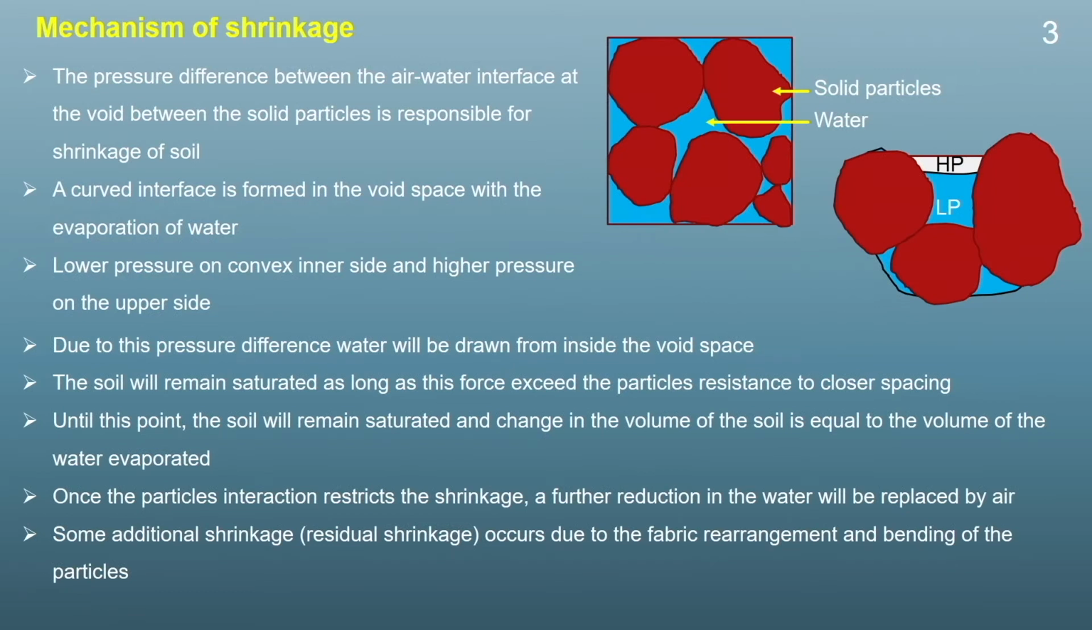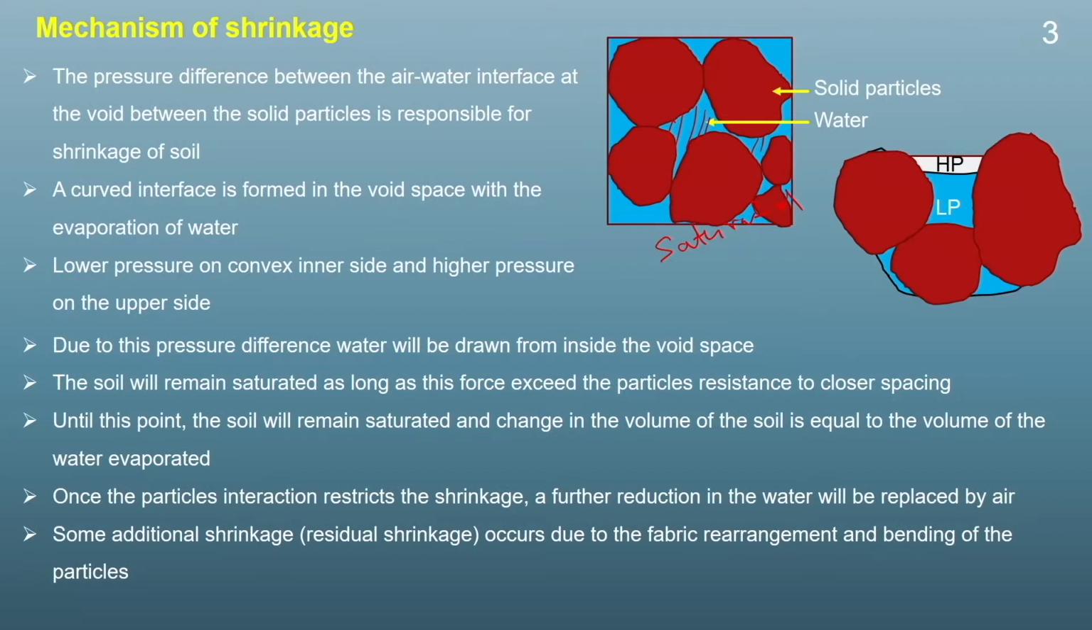In the last class, I explained about the mechanism of shrinkage. When we talk about a soil sample, the soil has 3 components if it is unsaturated soil, and if it is a saturated soil, we have 2 components. So here I am explaining about a saturated soil sample. Here we can see the solid particles and water, and between the different solid particles there are void spaces, and these void spaces are filled with water.